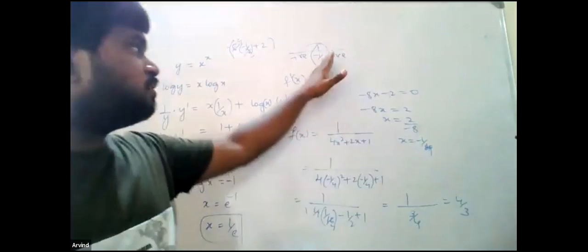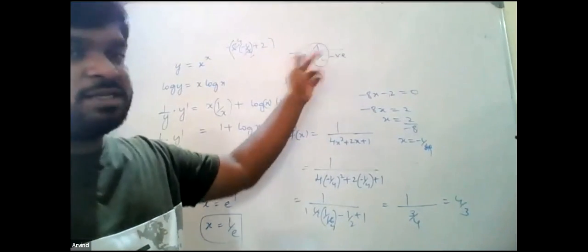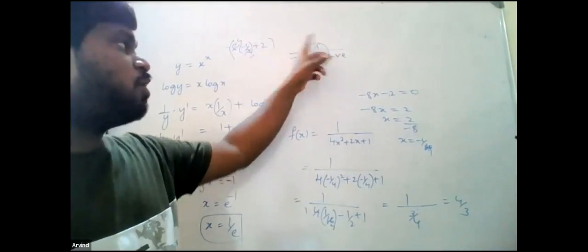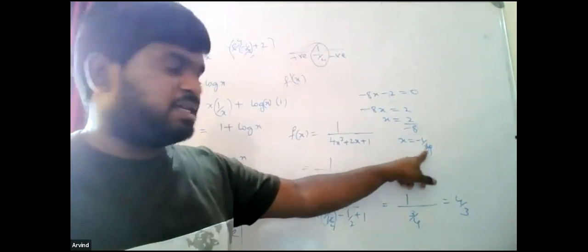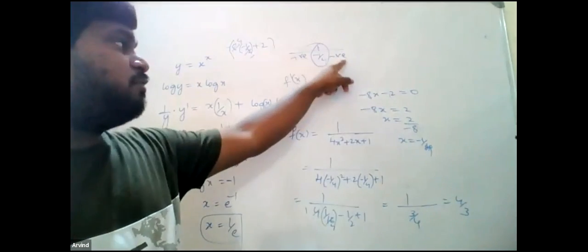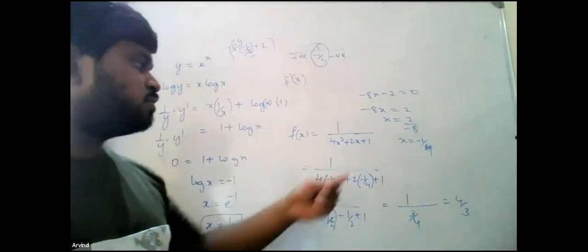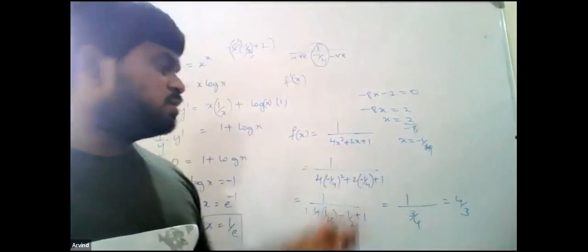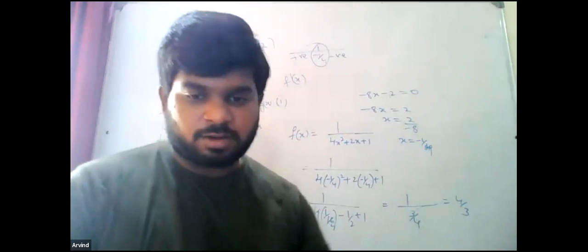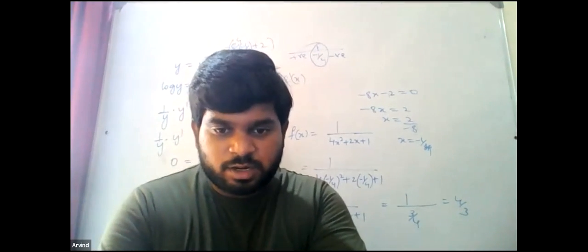For that, I checked this side and that side. What is the sign? Is the sign changing? Yes, it is from positive to negative. Therefore, this is maximum value. Suppose it is negative to positive, then it will become minimum value. So if this is giving you maximum value, substitute and check it. So it is 4 by 3. So let's quickly do it.